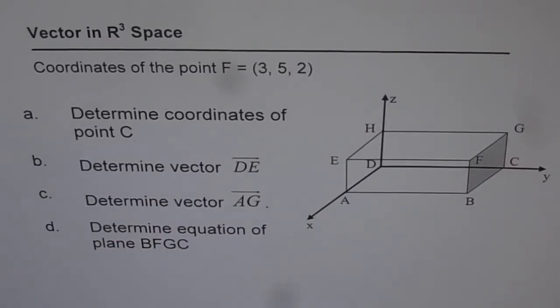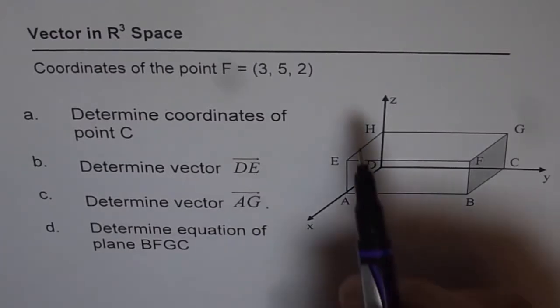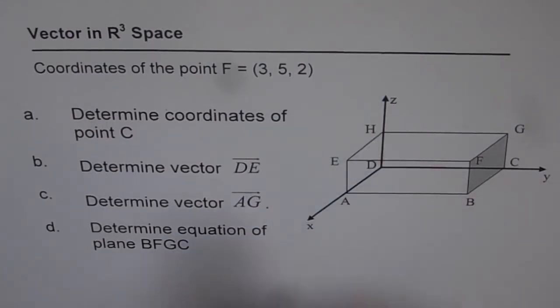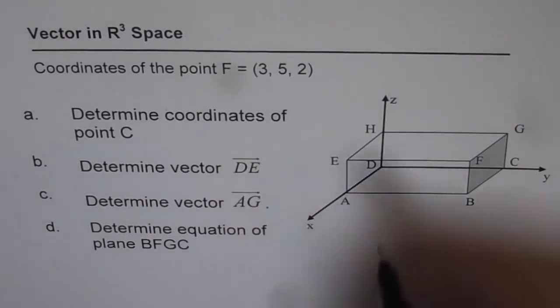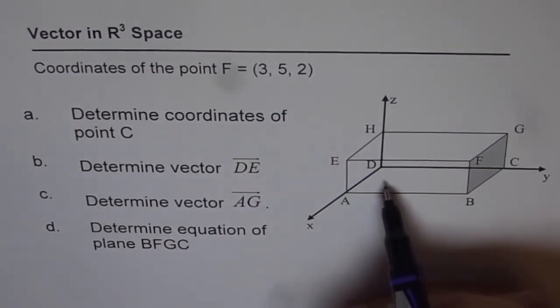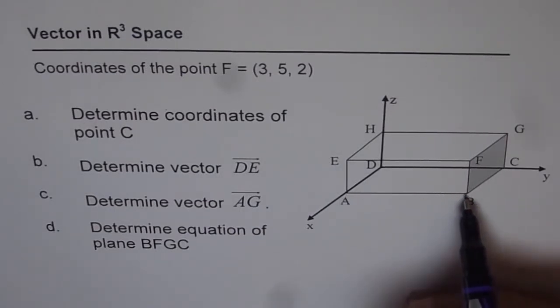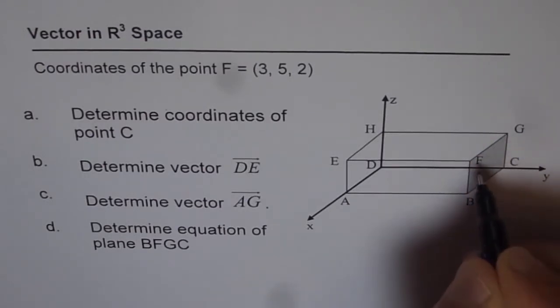Vectors in R3 space. Coordinates of point F equals 3, 5, 2. So we're basically given R3 space, so we have the x-axis, y and z-axis here. Point F is right there, which is 3, 5, 2. It means from the origin, which is represented as D here, move 3 units towards x, 5 units towards y, and 2 units along z. So that gives you point F, and that is 3, 5, 2.